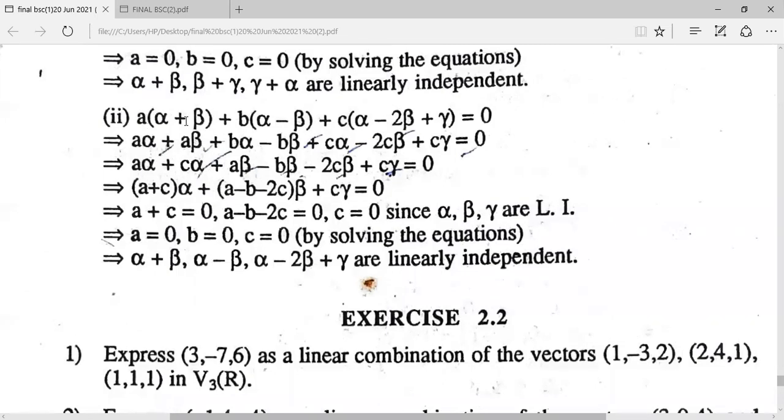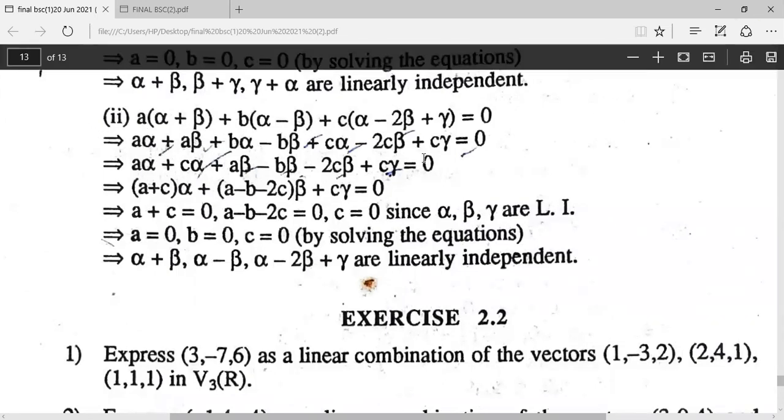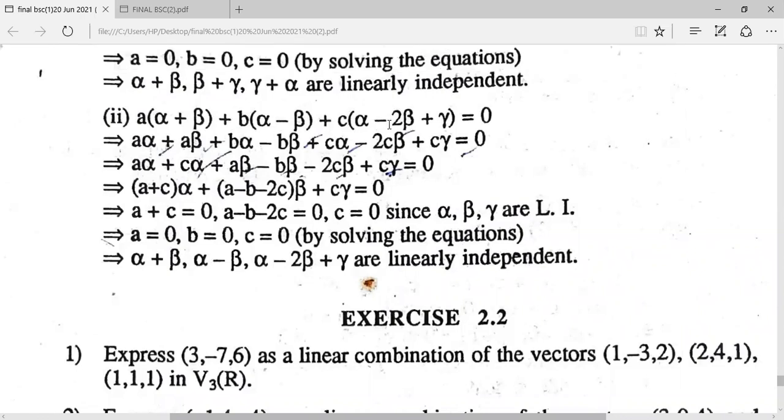The linear combination we took at first, a into alpha plus beta plus b into alpha minus beta plus c into alpha minus 2 beta plus gamma equals 0. There are 3 scalars here, a, b, c. All the scalars are 0, which means the given set of vectors alpha plus beta, alpha minus beta, alpha minus 2 beta plus gamma are linearly independent.